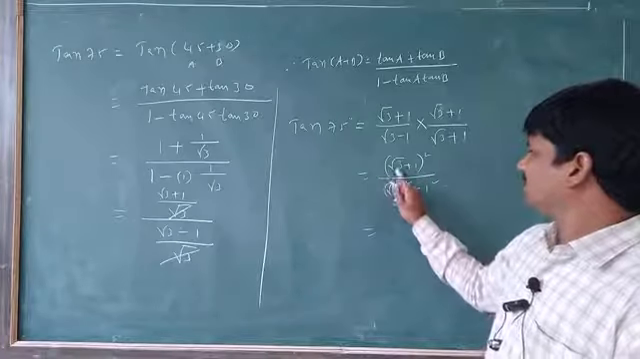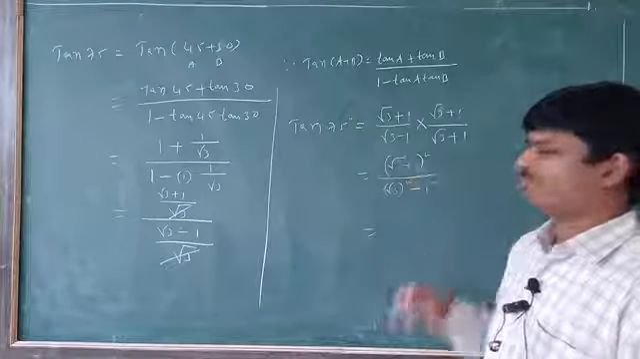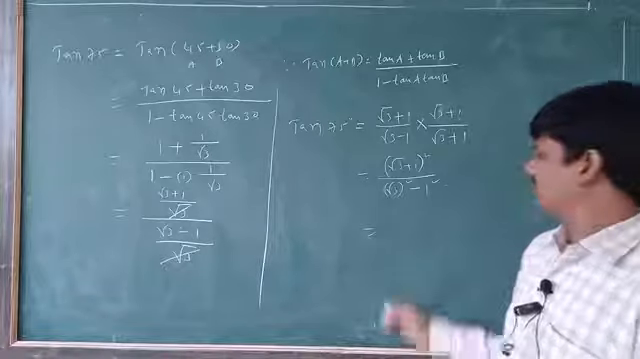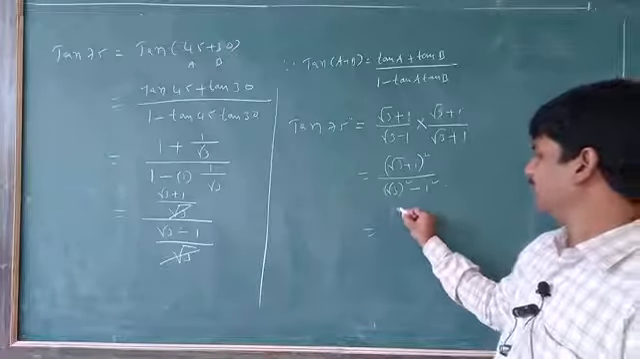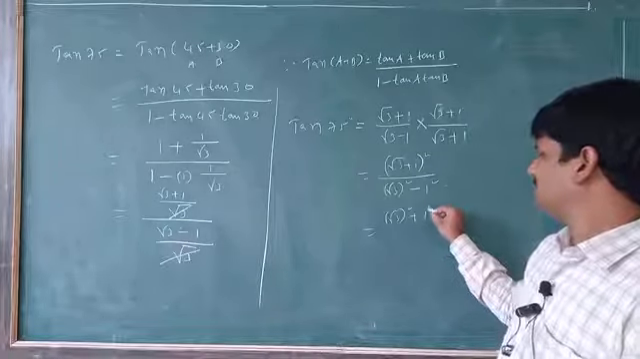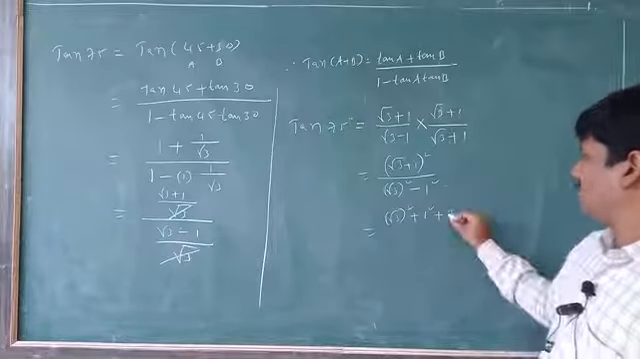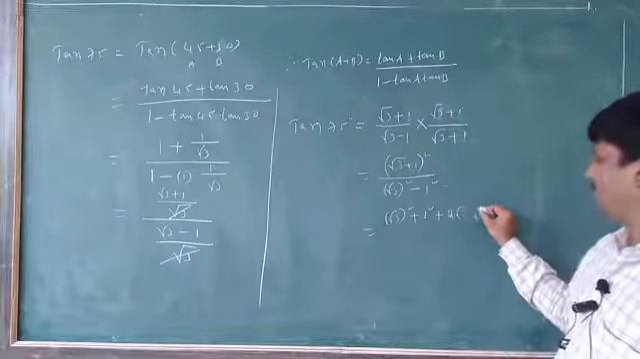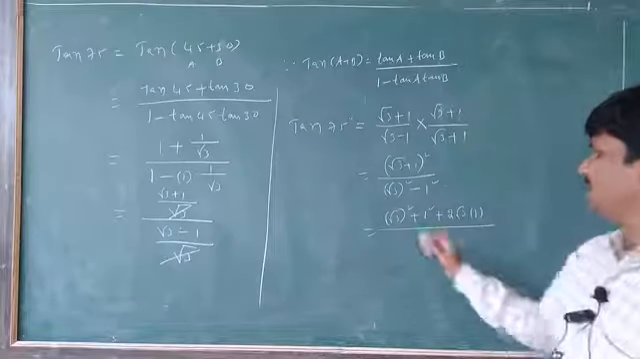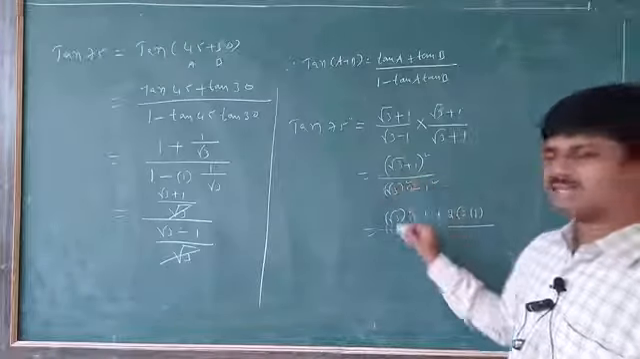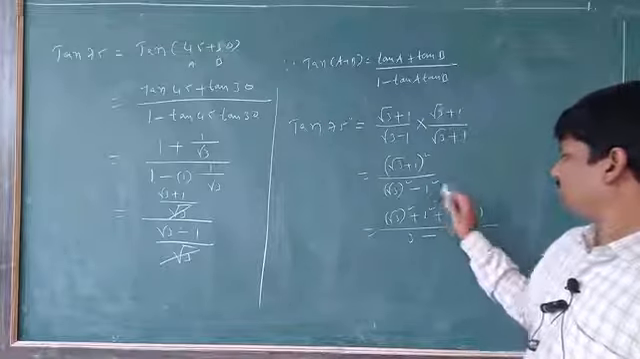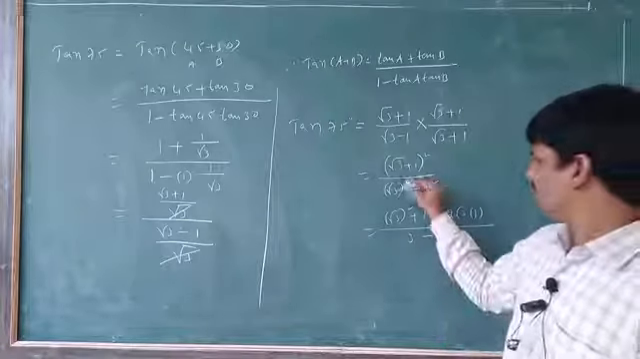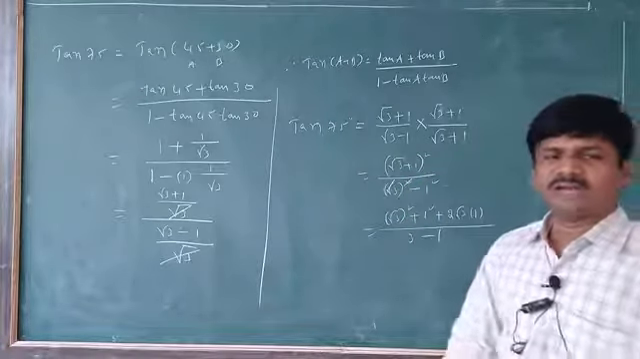Next, expand this one. A plus B whole square form. A plus B whole square is A square plus B square plus 2AB. 2 into A means root 3 into 1. By root 3 whole square, the square root gets cancelled, 3. Minus 1 square means 1. Here the square root 2 both will get cancelled.